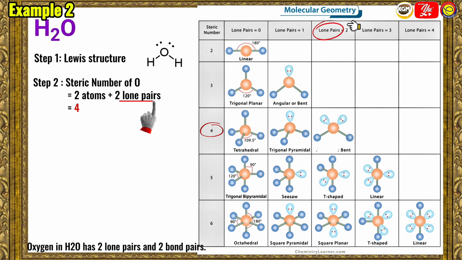Oxygen in H2O has 2 lone pairs and 2 bond pairs. So the actual molecular shape is bent or V shape.